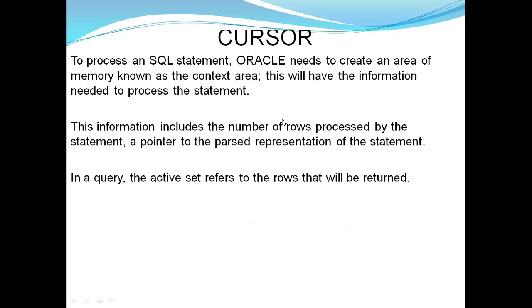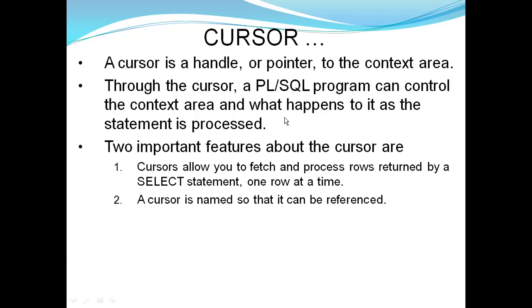We can say that to process an SQL statement, Oracle needs to create an area of memory known as the context area. This will have the information needed to process the statement. This information includes the number of rows processed by the statement, and a pointer to a parsed representation of the statement. In a query, the active set refers to the rows that will be returned by that particular statement. Simple here. So in simple words, you can understand that a cursor is nothing but a handle or a pointer to the context area.